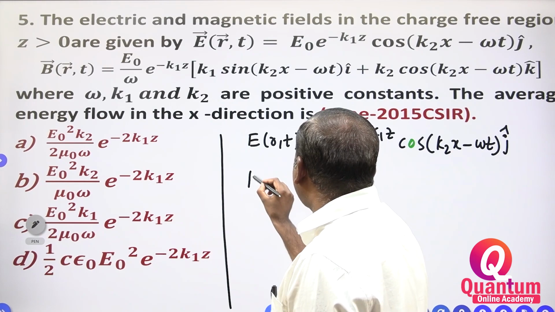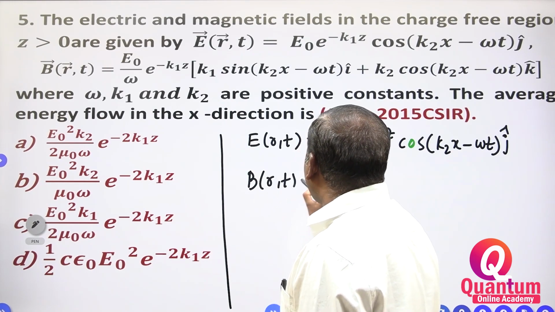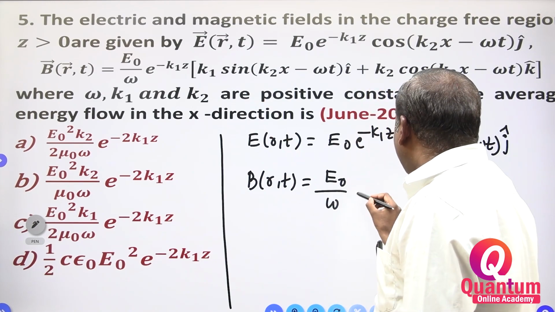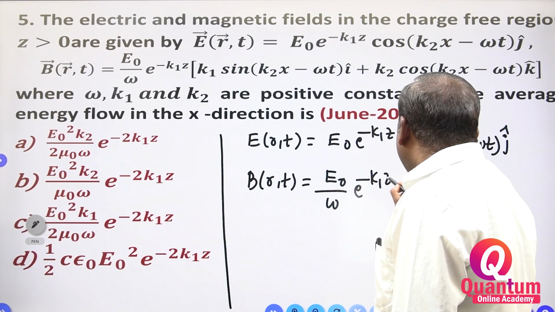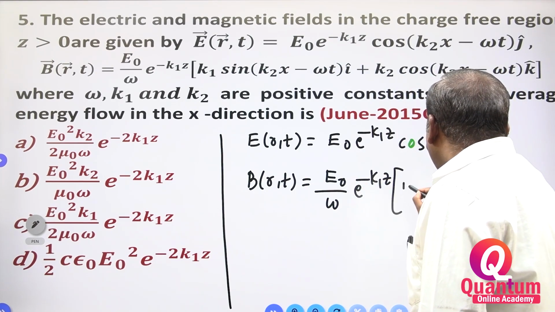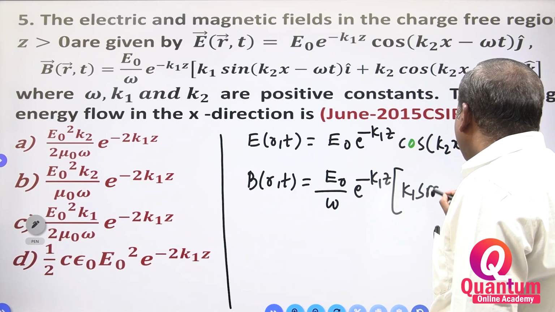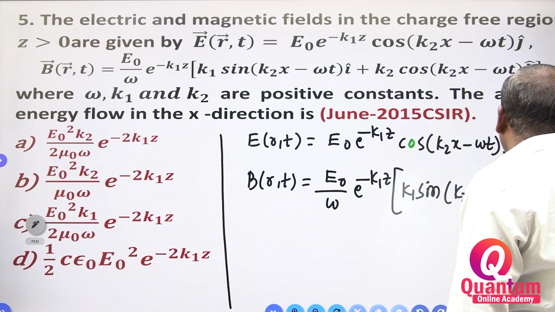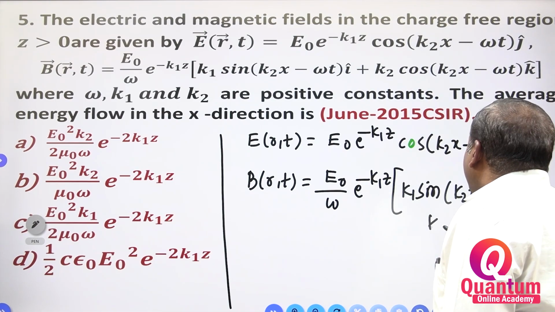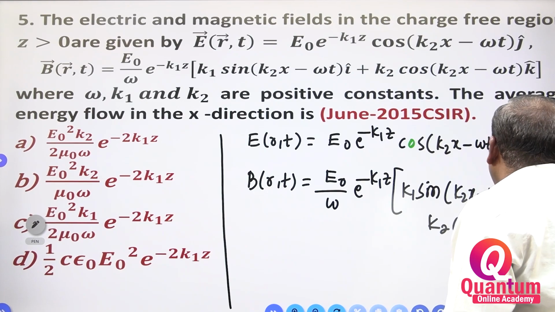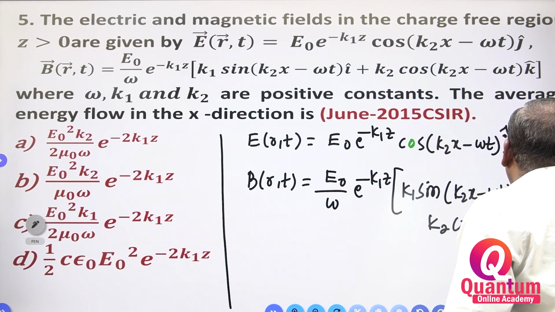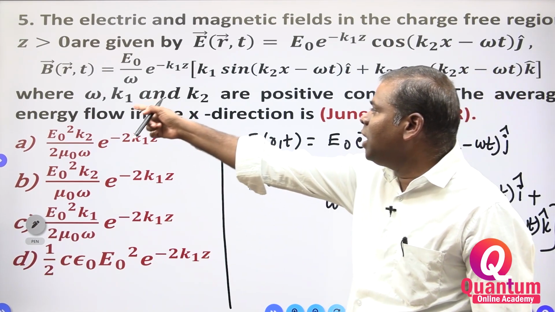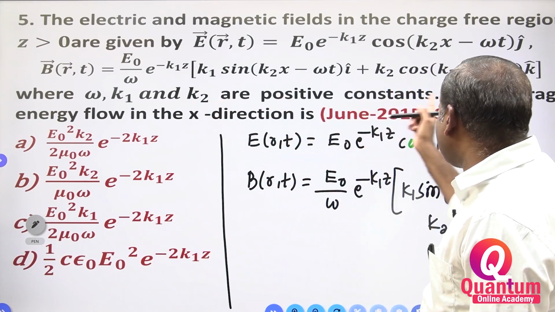The magnetic field also they are giving. B of R comma T is equal to E naught by omega e to the power of minus K1 Z into K1 sin of K2 X minus omega T into I cap plus K2 cos of K2 X minus omega T into k cap. They are giving this electric field and magnetic field, where omega, K1 and K2 are positive constants.